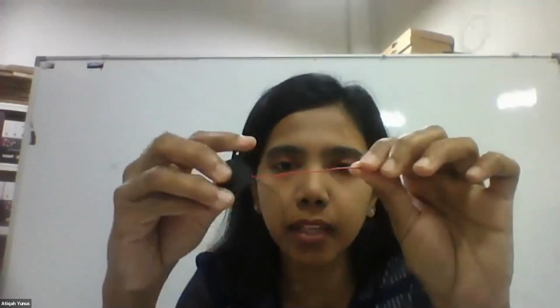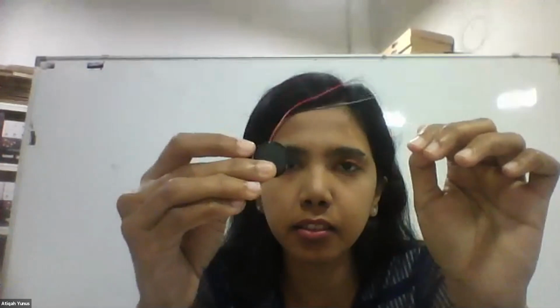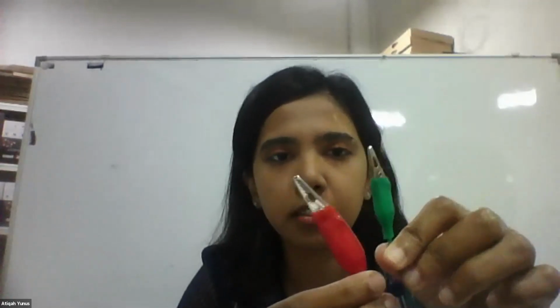You have your red and black cable on your buzzer. Okay. And I'm going to use two crocodile clips. One is smaller and the other one is larger. Okay. So that's all you'll be needing.